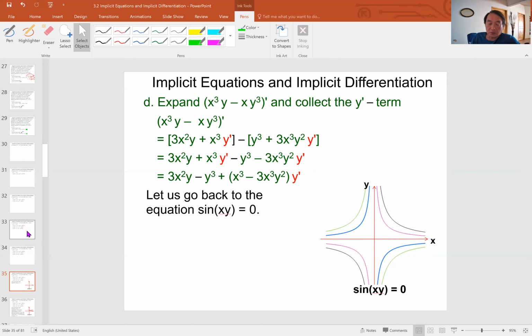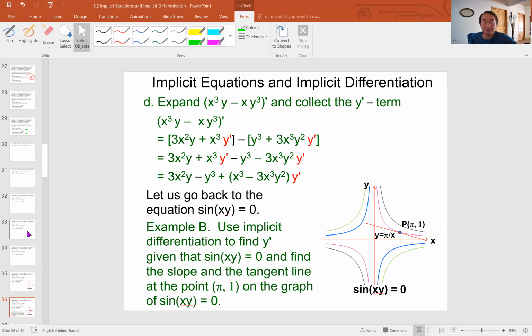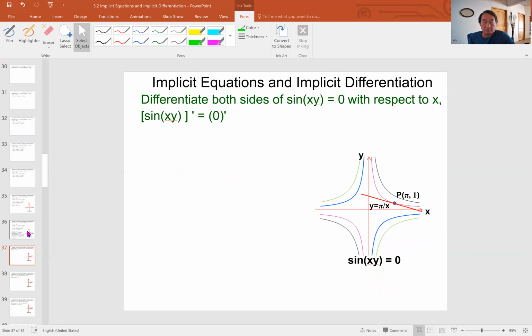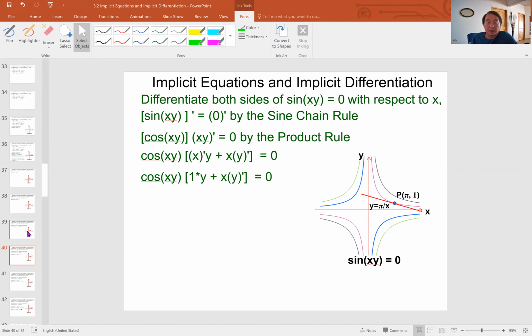So let's do it for these equations. We're going to do it implicitly. We take the derivative on both sides with respect to x, and see how this method works, without solving the equation for y equal to pi over x. This is a way of avoiding all that. So we take the derivative of sine xy, which of course is cosine xy times the derivative of xy. The right hand side is 0. Then I take the derivative of xy by the product rule.